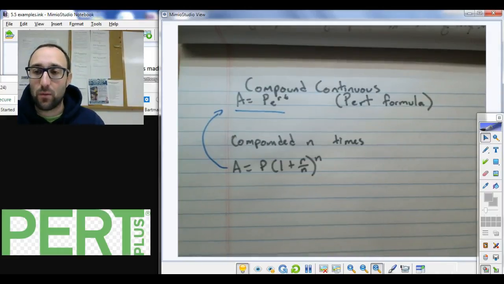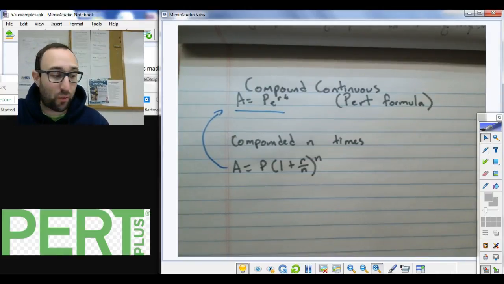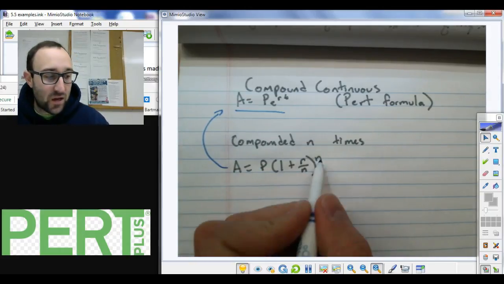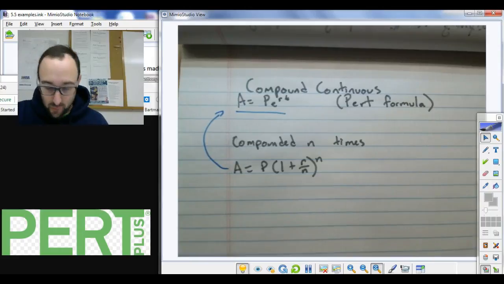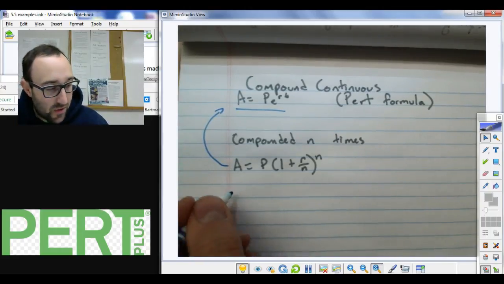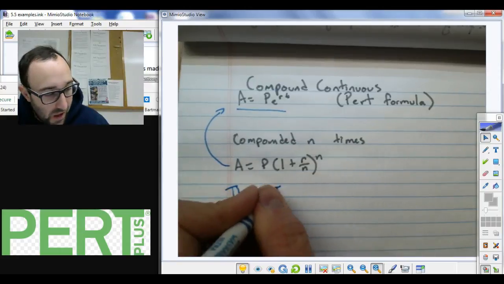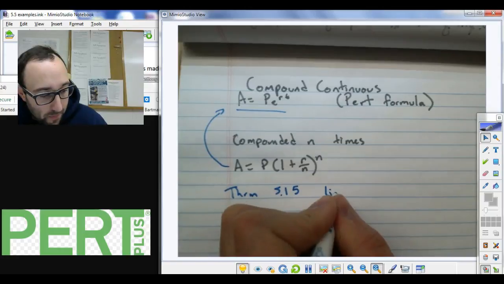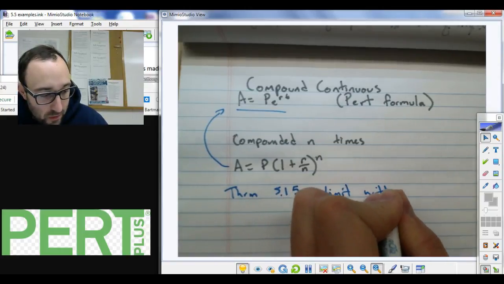Well, there's actually a proof. So I'm going to be looking here at my notes a little bit because I want to prove to you that if we make this n infinitely large, we end up with this formula. Okay, so there's a couple of things that you're going to need to know first, and this is theorem 5.15, and that's the limit with e.